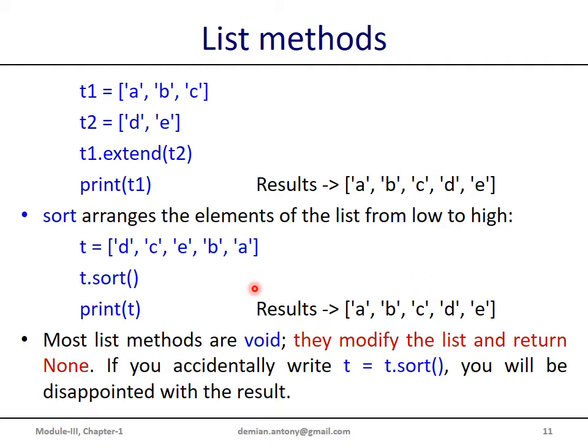Remember, if you try to assign t dot sort to another list, the left-hand-side list gets the value None, because the sort method does not return any value. So never assign t dot sort to any list variable or to any other variable.